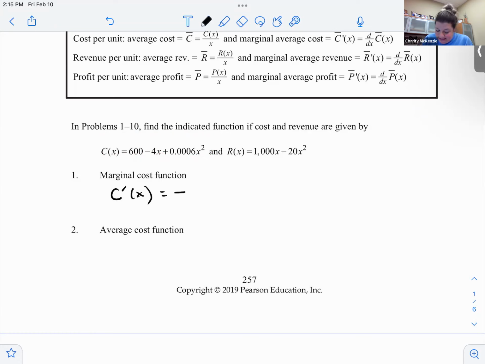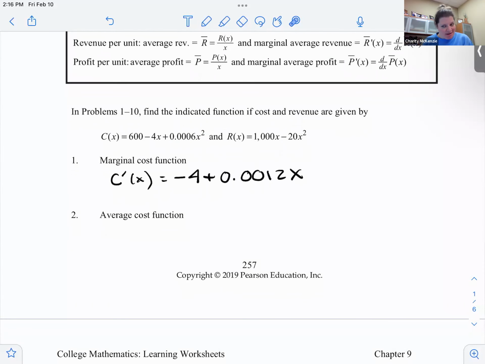So far I see negative 4, plus then I have to take 2 times 0.006. That's going to give me 0.012x. The 2 multiplies by this and I drop 1 from the exponent. You should be getting pretty good at that. And that's it, the marginal cost function.